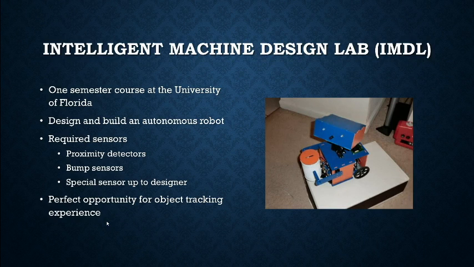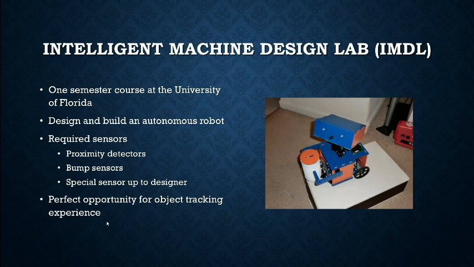First, I want to start off with what inspired me to do this project. Here at the University of Florida, we have a class called Intelligent Machine Design Lab. It's a one-semester course offered to undergraduates and graduates. And basically, it's an opportunity to build and design an autonomous robot. In the class, they give you pretty much free reign as to what you do for your project. They just require that you have 4 different sensors, and they want this to include proximity detectors and bump sensors so you can do obstacle avoidance. And then they just let you pick whatever you want.